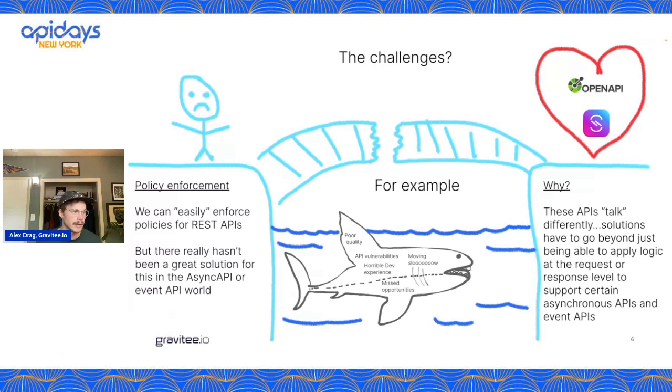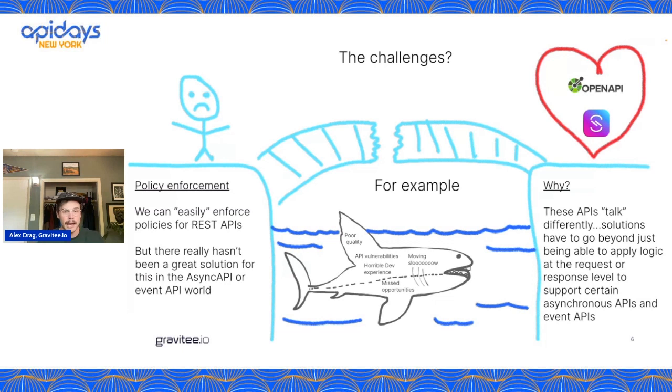There are solutions out there that can do this, that are well established and very much loved by much of the developer and architect community. But we hear people saying there really just isn't a great solution in the async API world or in the event API world. So what ends up happening? You have policies that are applied to REST APIs via some sort of standard gateway solution, or whatever it might be.